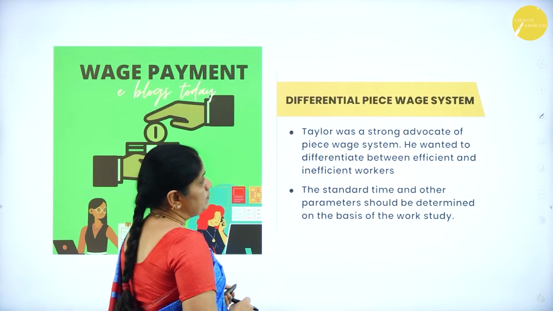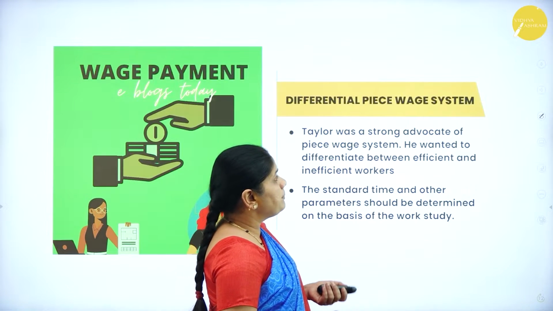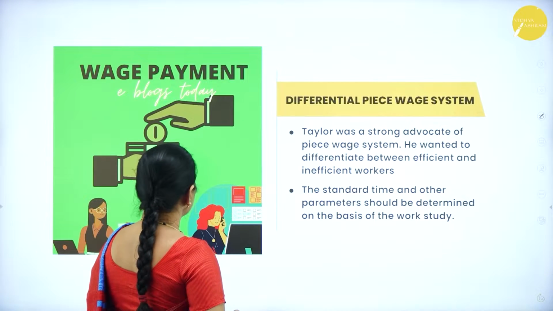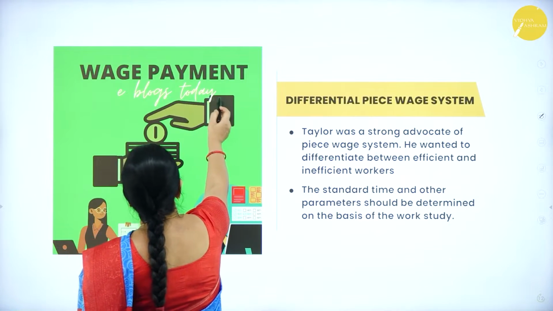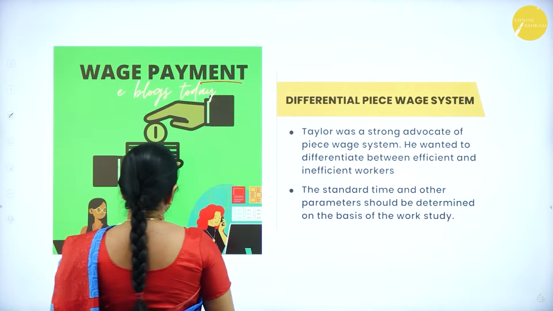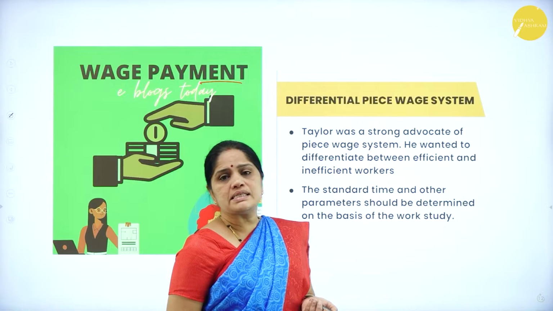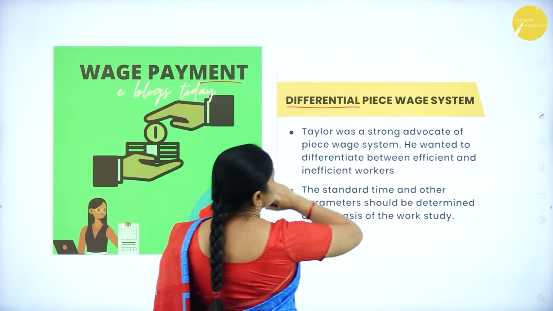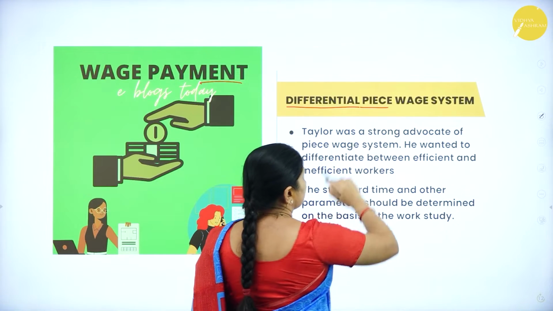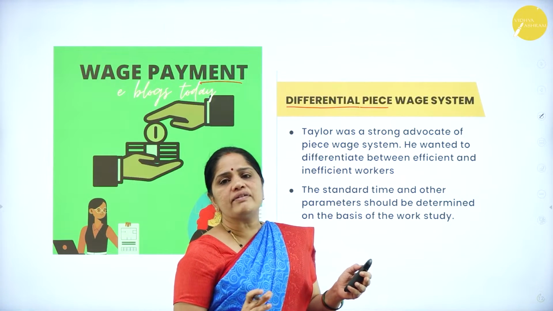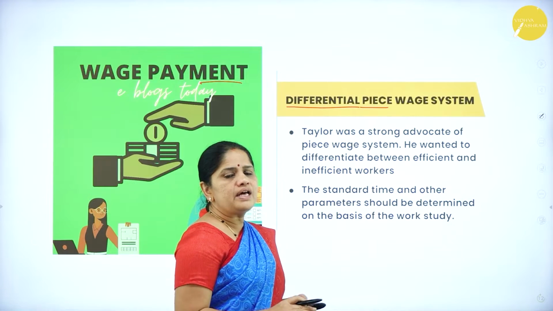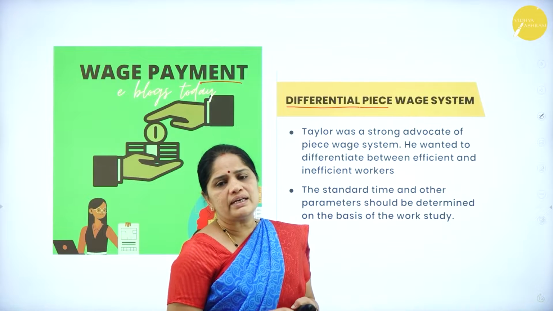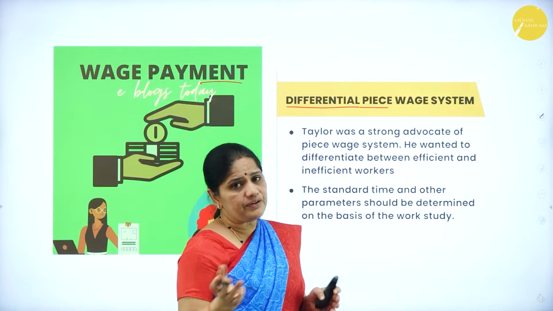Next, the most important thing is the differential piece wage system. Now, what is this differential piece wage system? If you can see here, the wage payment: you are paying the laborers in the organization. So, why do we call it differential? Differential means you differentiate the workers based on their output. If the output is good, you pay a different scale. If the output is not good, then you fix a scale for the inefficient workers.